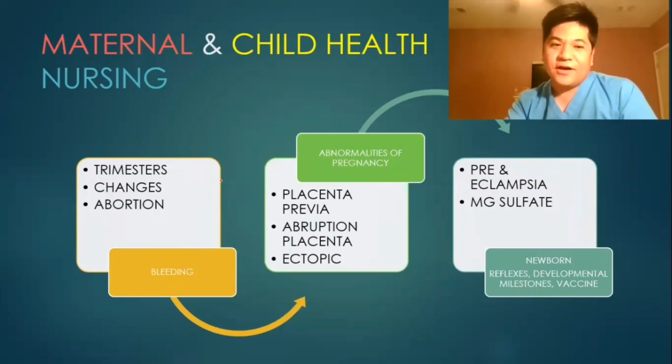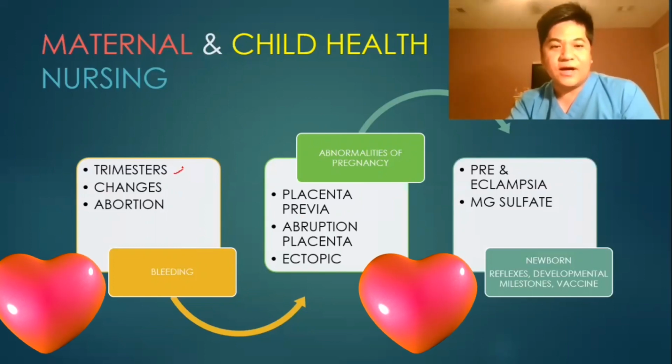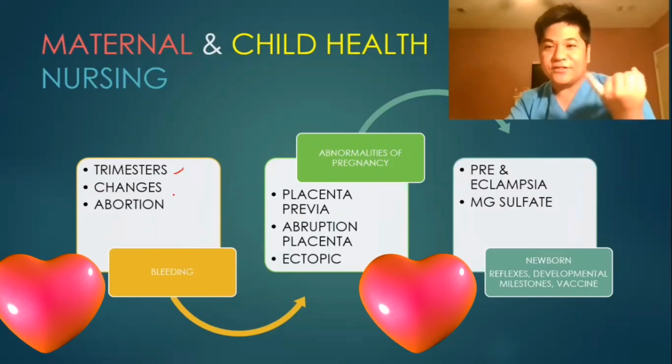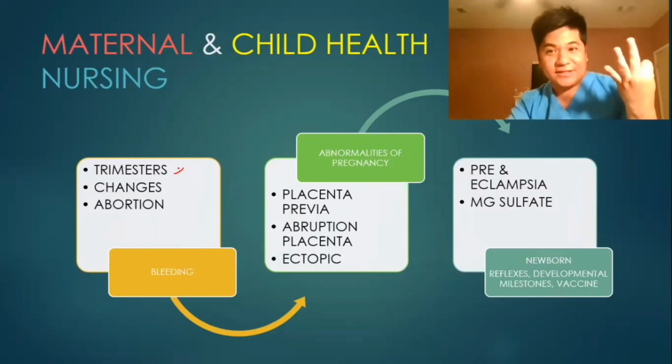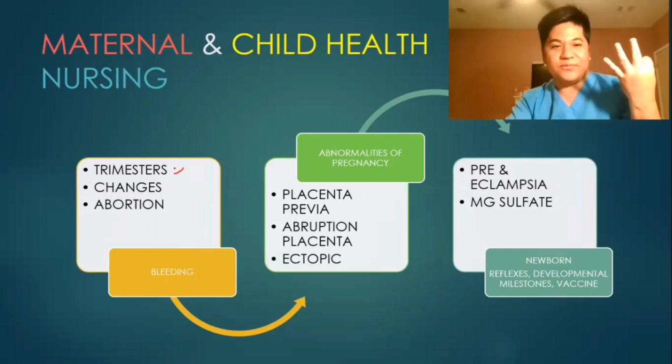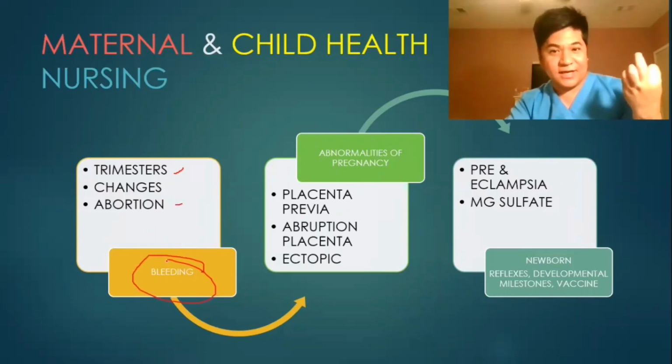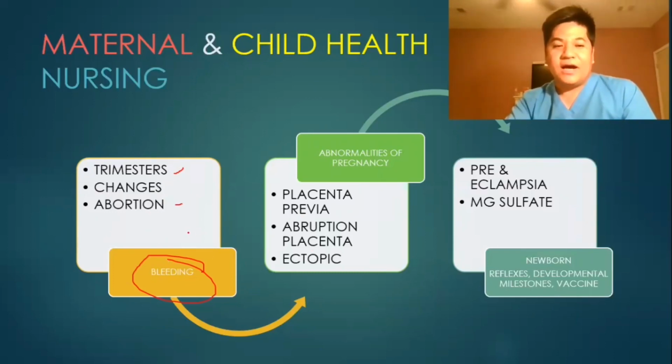Okay, for pregnant women, check the trimesters. What do we need to know for the first, second, and third? What are the changes? What are the dangers of pregnancy, like bleeding? Of course, like the bleeding, that's what I've said. Okay, now abnormalities of pregnancy.